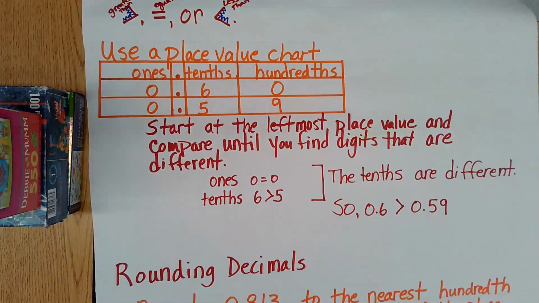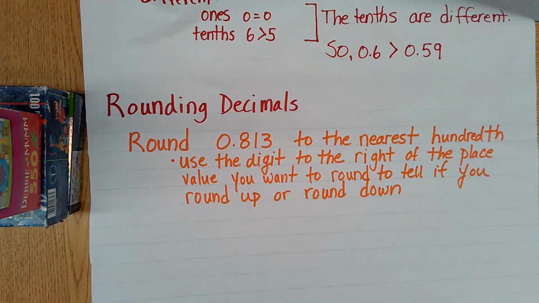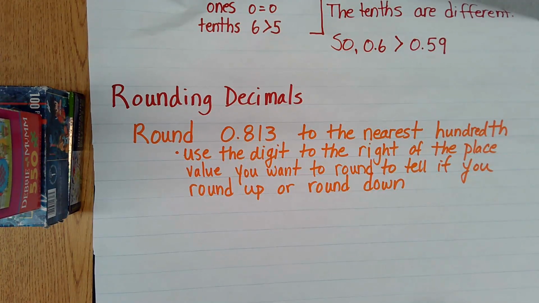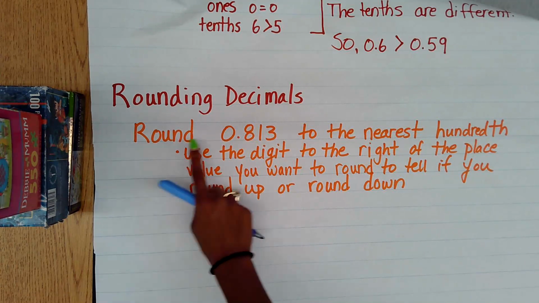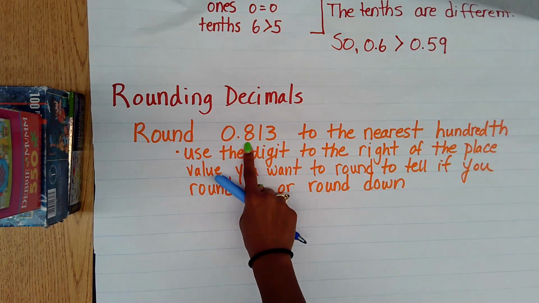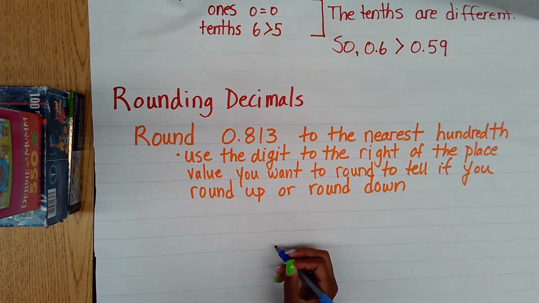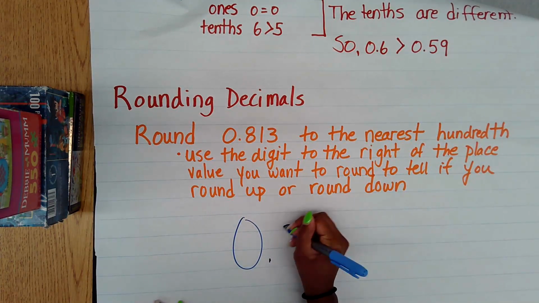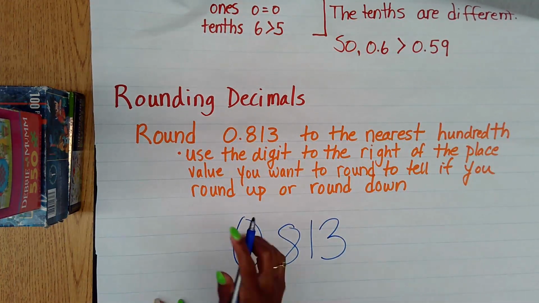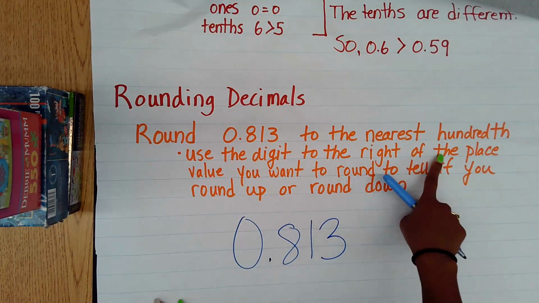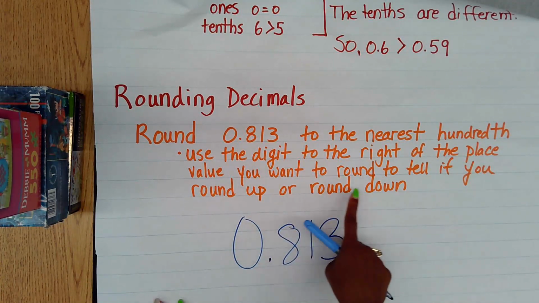Another skill is rounding decimals. When we are rounding decimals, we want to make sure we always start at the place value it's asking us about. So my question says to round 813 thousandths to the nearest hundredth. So I want to rewrite my number, 813 thousandths. I'm going to use the digit to the right of the place value you want to round to tell if you round up or round down.